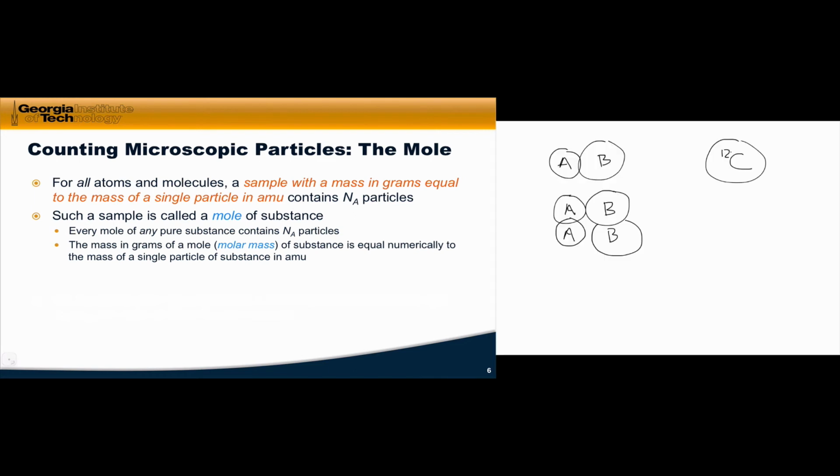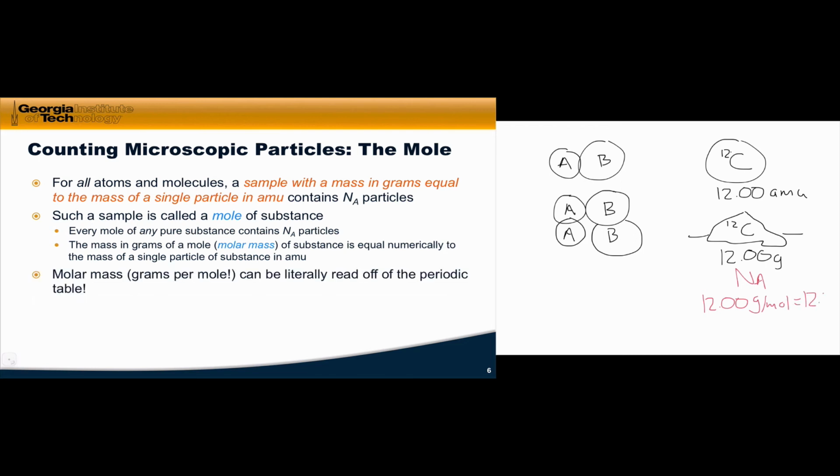So let's go back briefly to carbon-12. We know that a single atom of carbon-12 has a mass of 12.00 AMU by definition, right? But if we take a pile of carbon-12 atoms, let's say, that weighs 12.00 grams, we know immediately that the number of particles in this sample is Avogadro's number, N sub A. And so what we can say for carbon-12 is that it is characterized by a molar mass of 12.00 grams per mole.